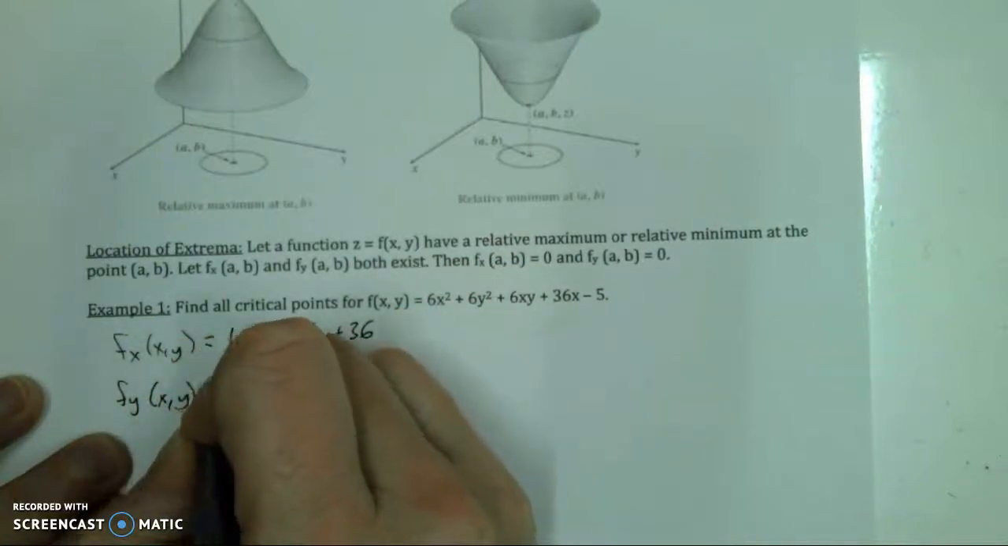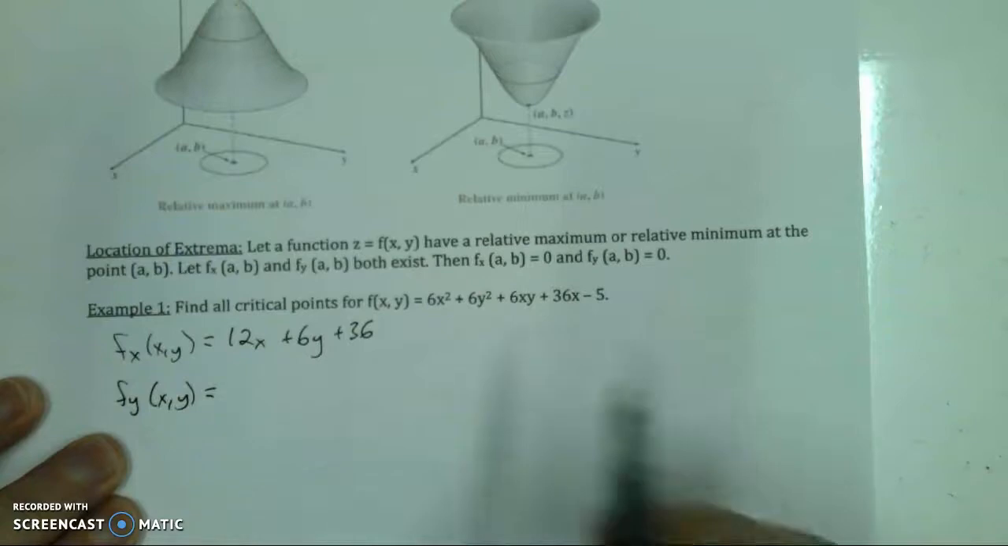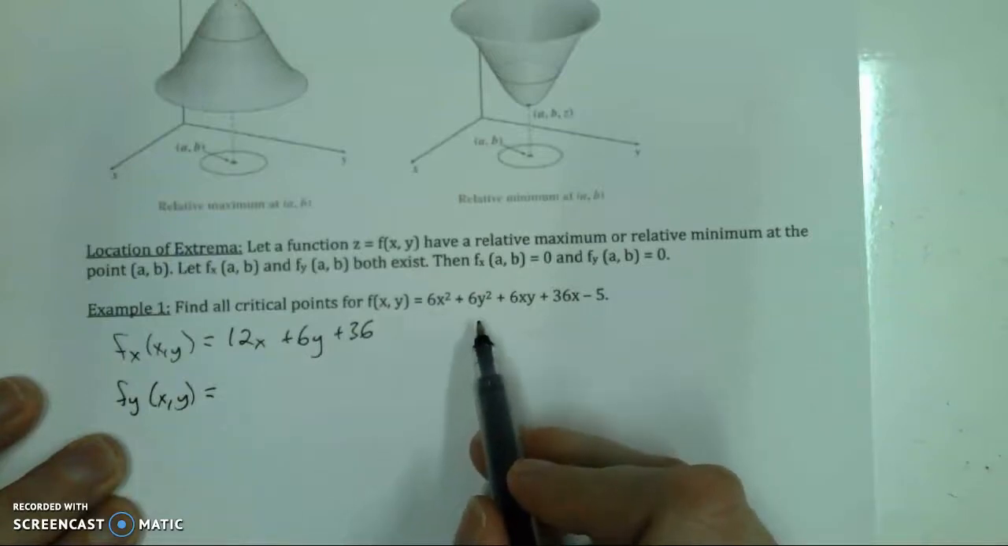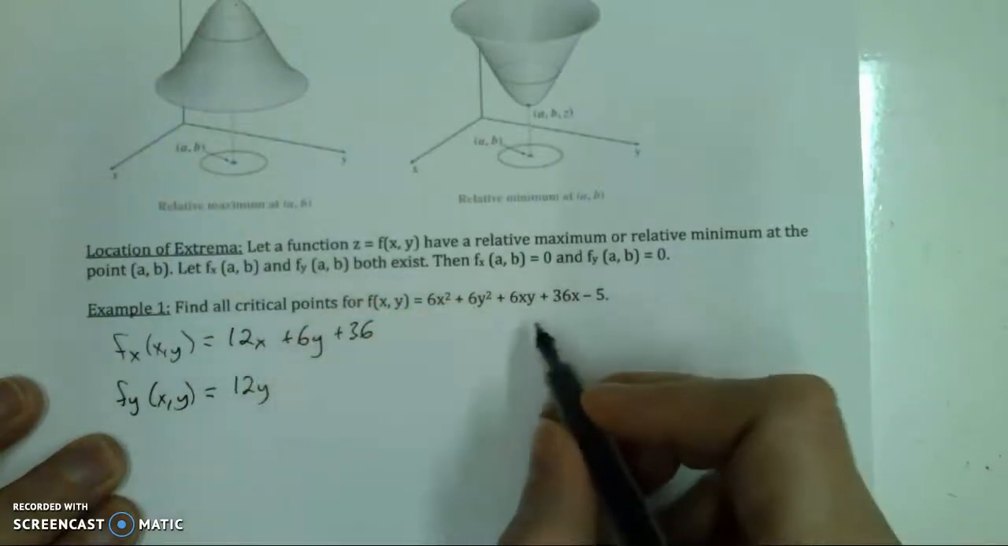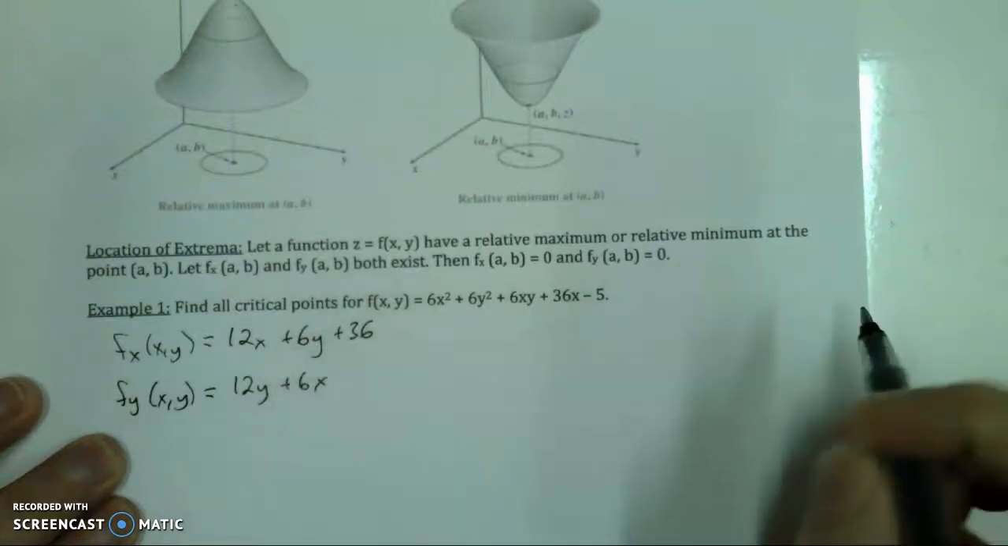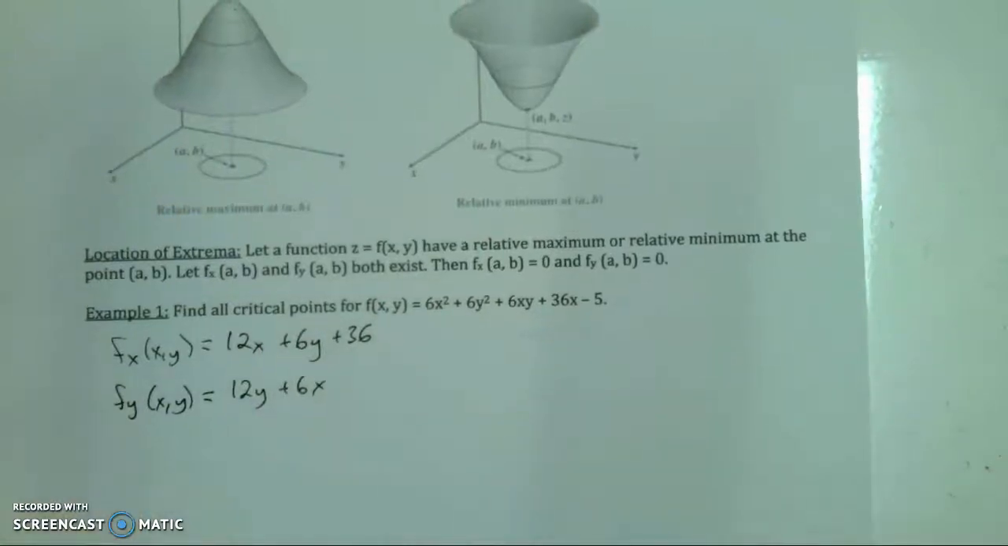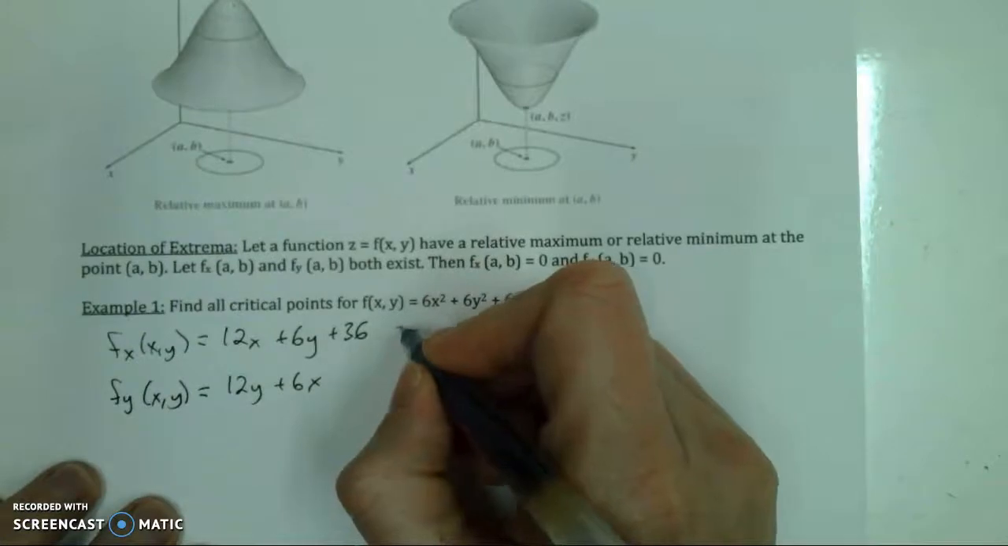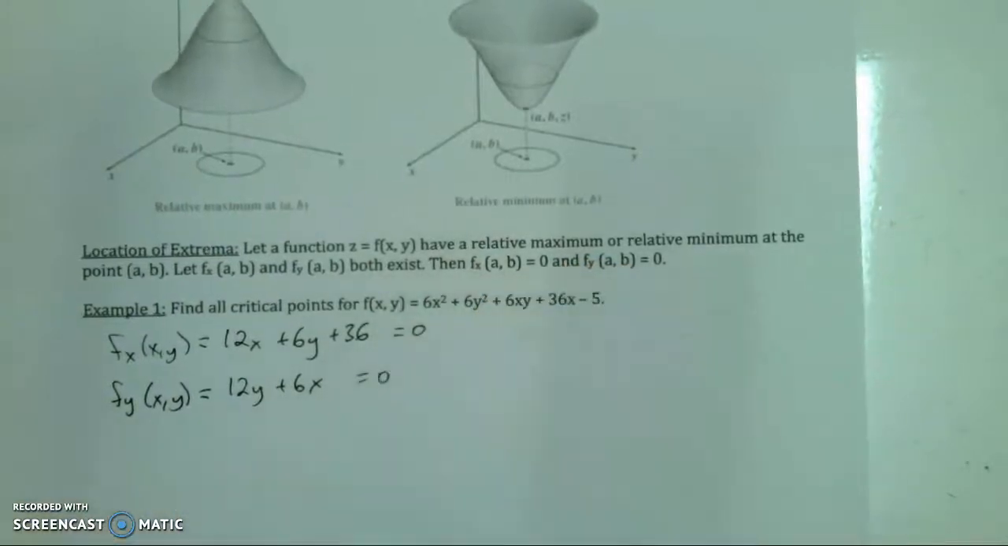Then let's go ahead and find our partial with respect to y. That's a constant, so it will disappear. Then I get 12y plus 6x, and everything else will disappear. So we are then going to set those equal to 0 and solve.